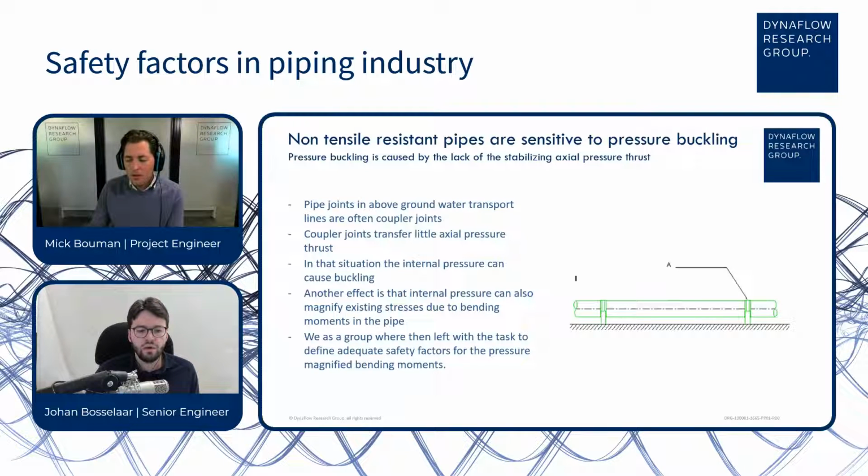How are they magnified by the internal pressure? As you can hopefully see, when you have a pipe like this and there's water inside, then the pipe will sag somewhat. It will bend. That means that the bottom of the pipe is going to be under tension, and the top is going to be in compression.